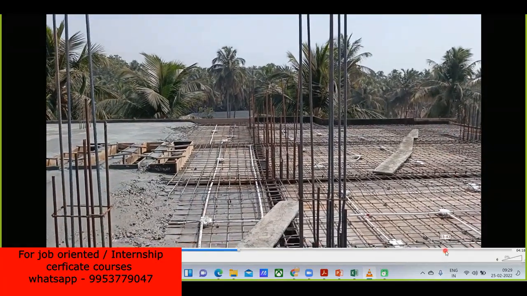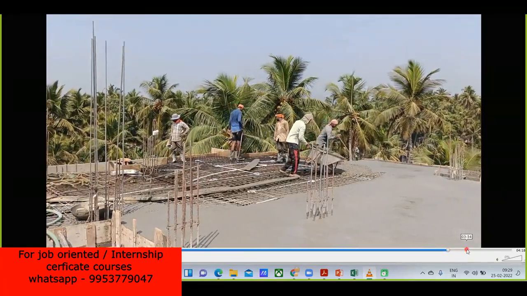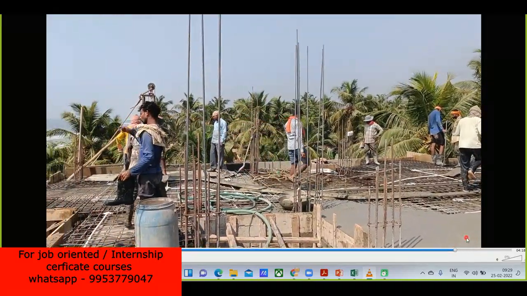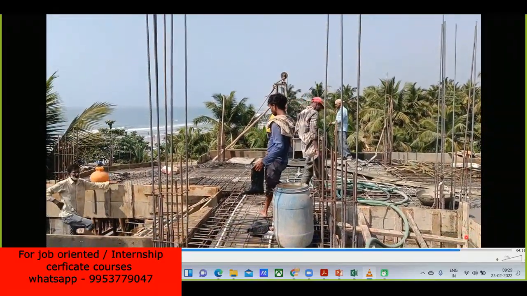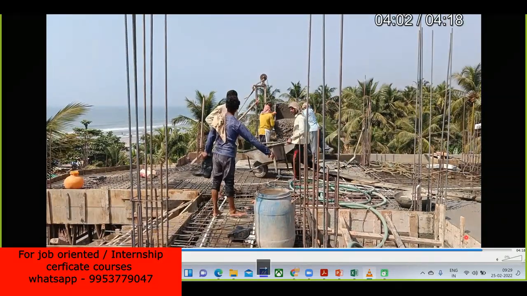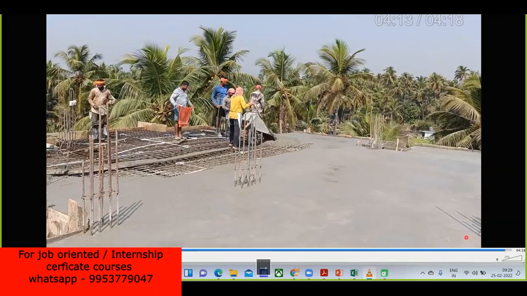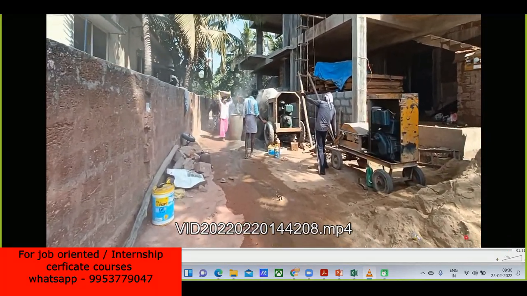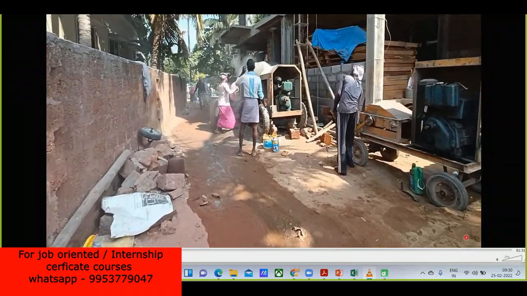I'll go forward and show you, so this is around 3 o'clock in the afternoon. They are placing the concreting here. Right now this is how the batching is prepared. You can go through this. This is what volumetric batching is all about.